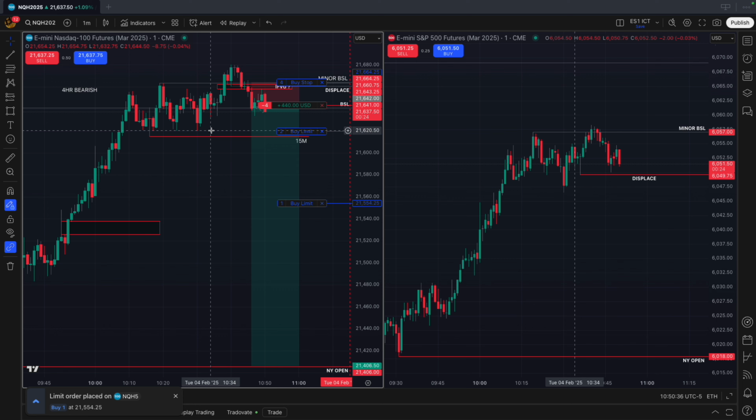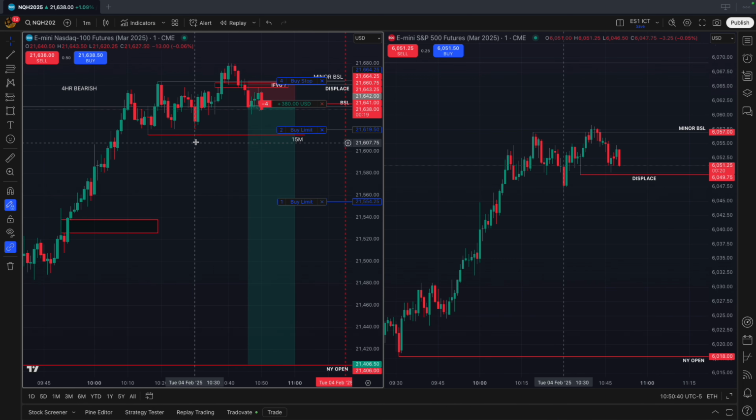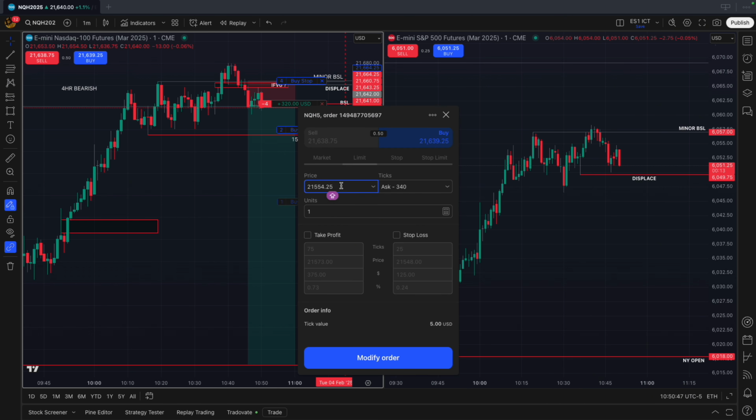And then first TP is at these equal lows. So equal lows with a 15-minute bullish. So that's the first draw for price. The second draw would be a 50% retracement, and then the final draw is obviously the New York Open.